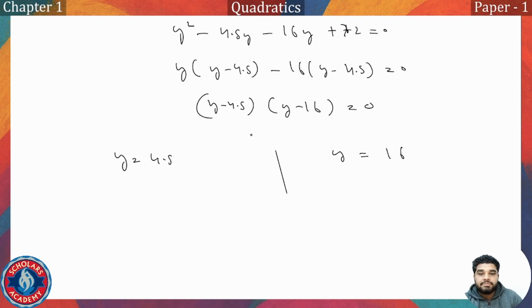So if y is 4.5, the second side x will be 16. If y is 16, the second side x will be 4.5. So these are the two answers. All right.